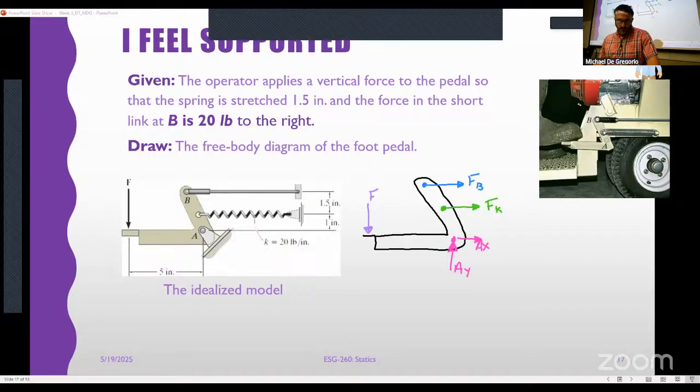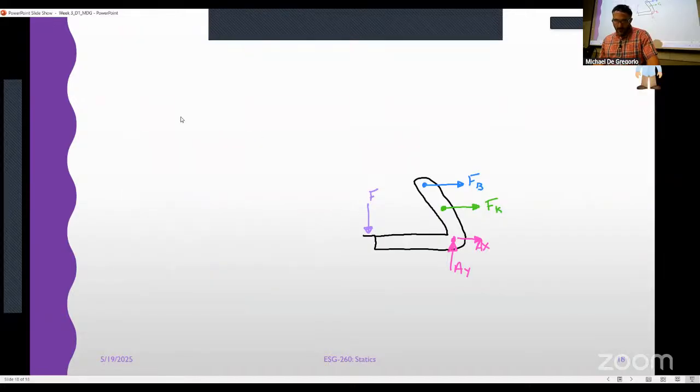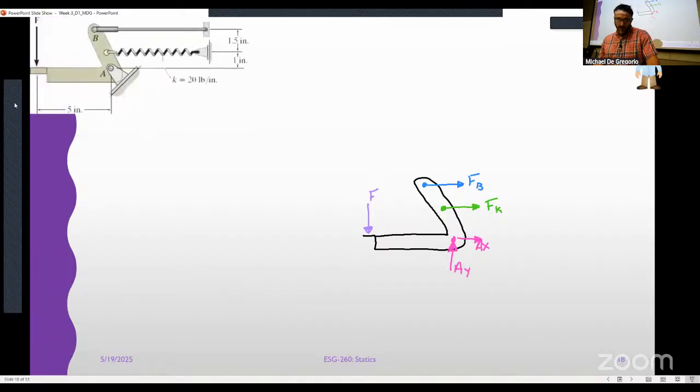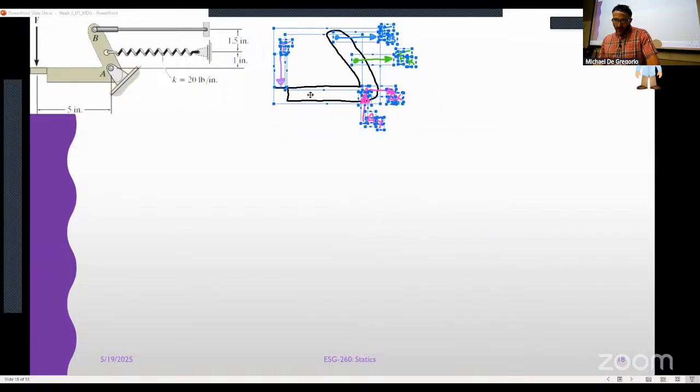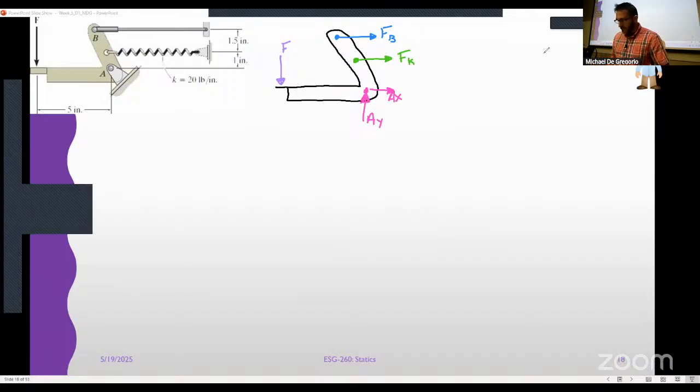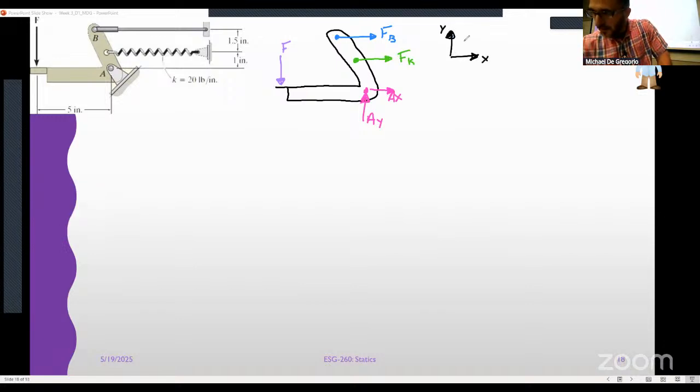I'm going to get a new slide here, maybe. Okay. Ooh, fancy. I take my free body diagram, put it up there. I'm going to complete it because I haven't completed it yet. So I don't have a coordinate axis. There's my coordinate axis, and from the point of application to A, we've got 5 inches. And then this is 1 inch between A and K. And this is 1.5 inches.